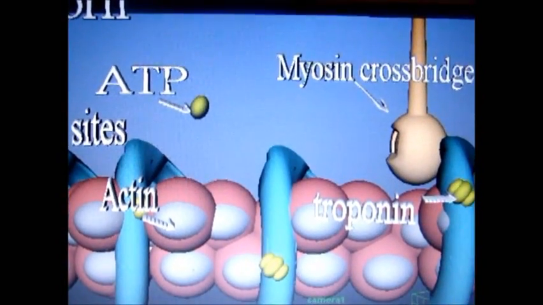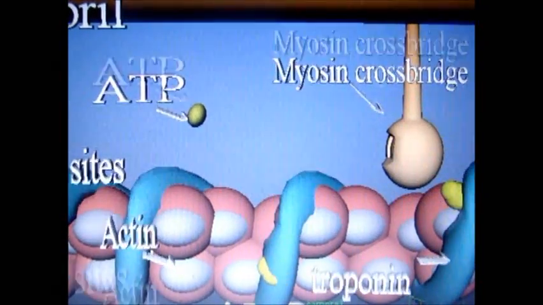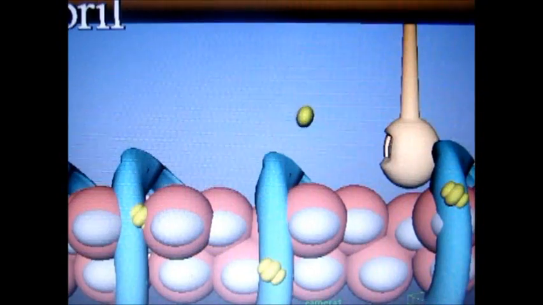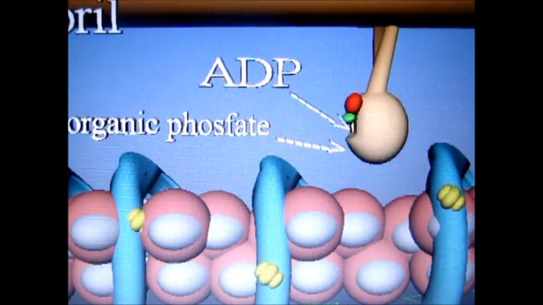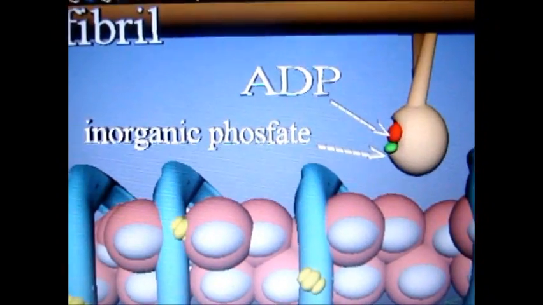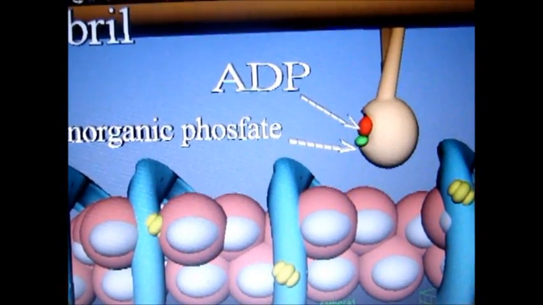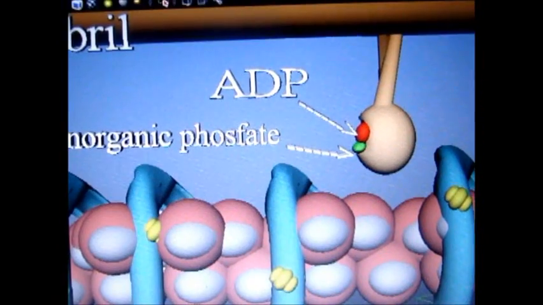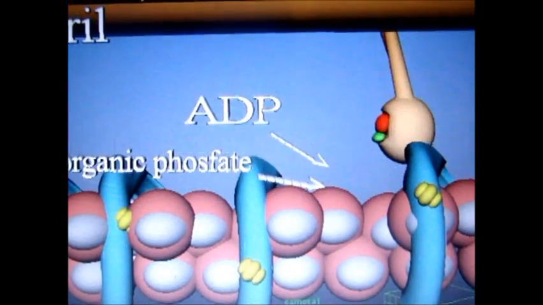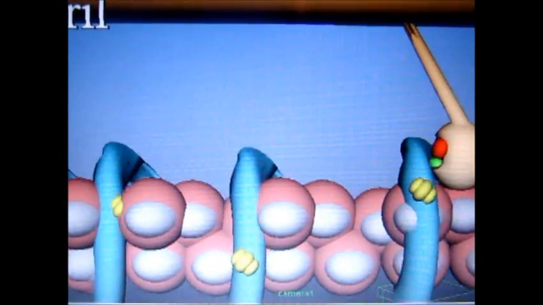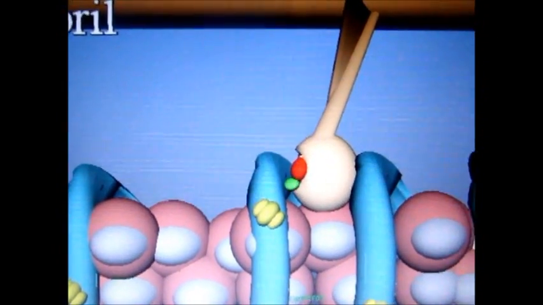ATP reacts with myosin crossbridge to make ADP and inorganic phosphate. The inorganic phosphate and ADP reacts with the myosin crossbridge to prepare it to bind with actin to make a power stroke. Once this is done, the cycle begins all over again.